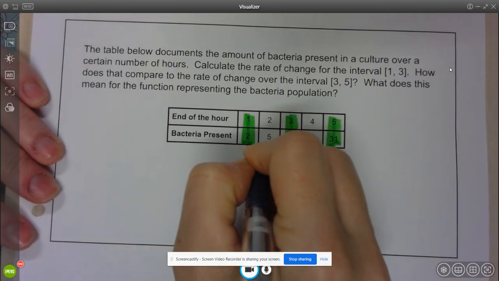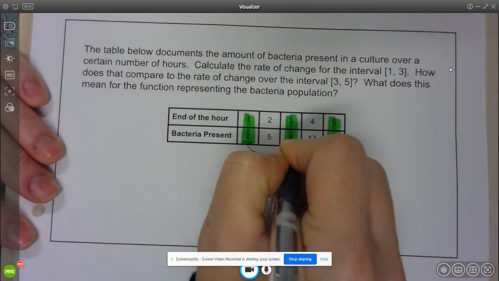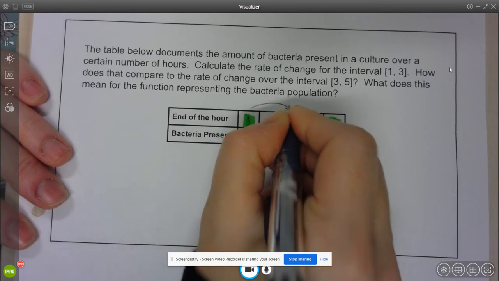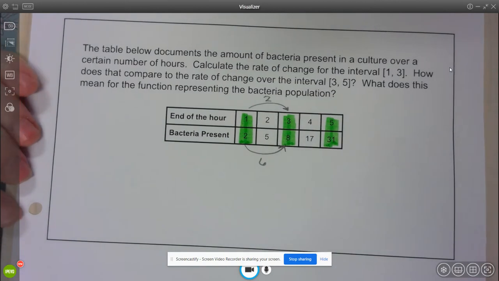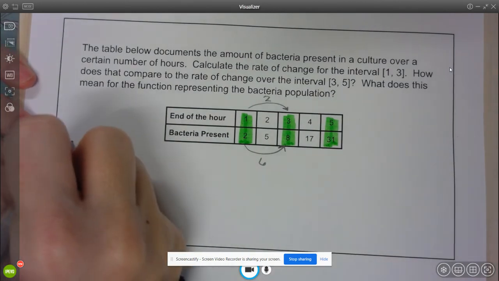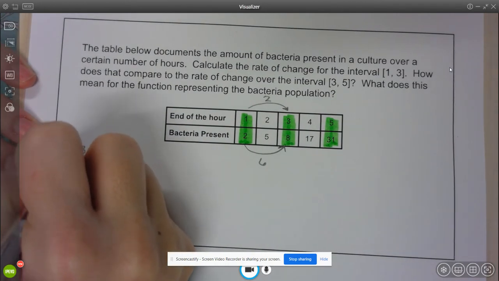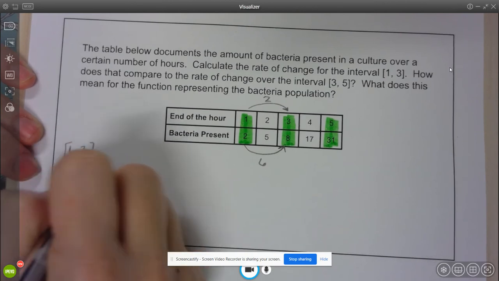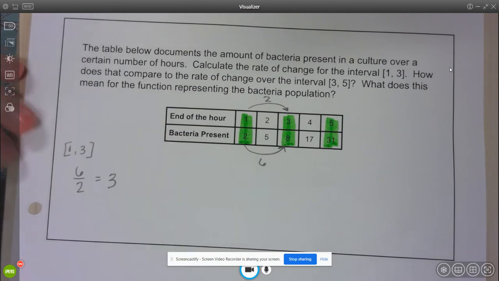So here, that would be a difference of 6. That would be a difference of 2. So on my interval 1 to 3, this has a difference of 6 over 2, which means my average rate of change for that interval would be 3.